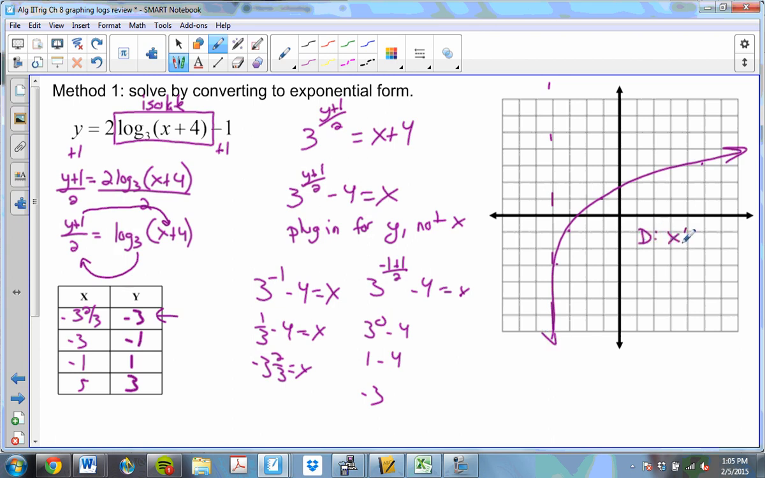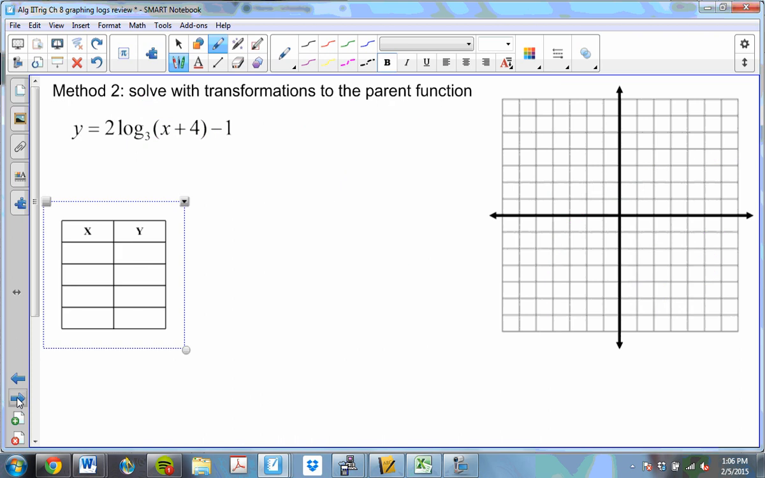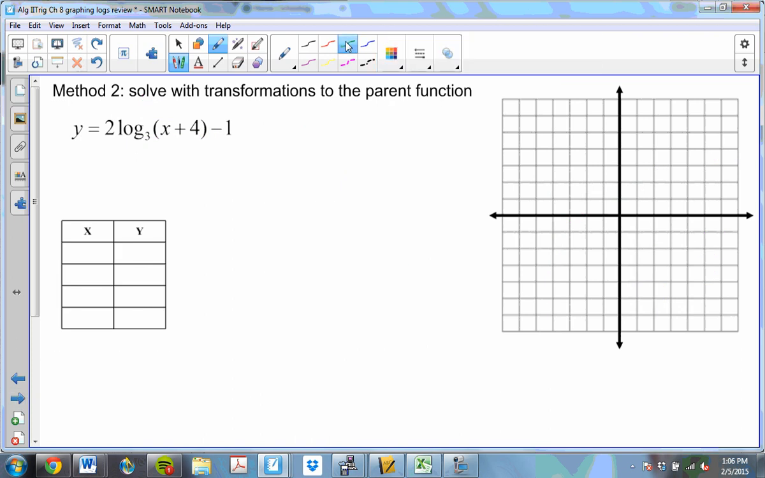Domain: x such that x is greater than -4, so it will always come from this value right here. Range: always all real numbers with logarithms, and the asymptote was the line x equals -4, which is always going to be the same as that over there. So that's graphing by going into exponential form. Just get the log by itself. The stuff in parentheses all stays together. Get that by itself, and then convert out of that form.